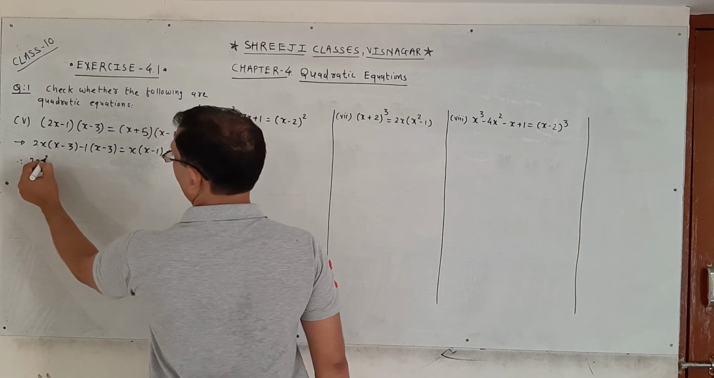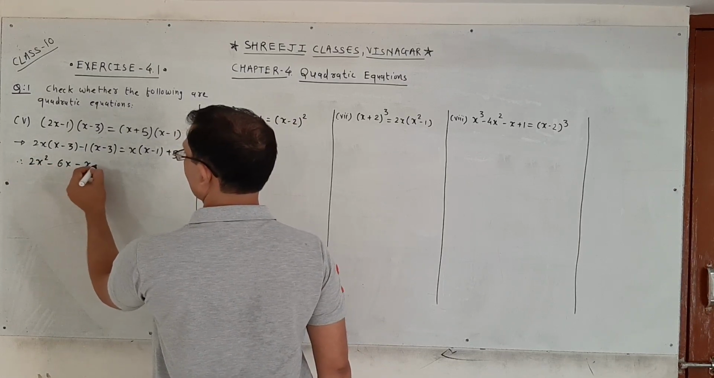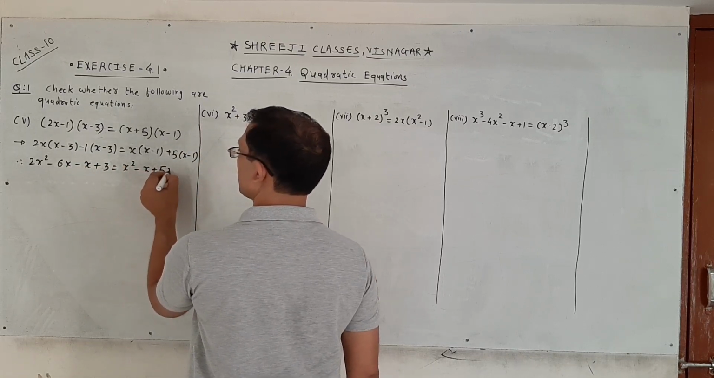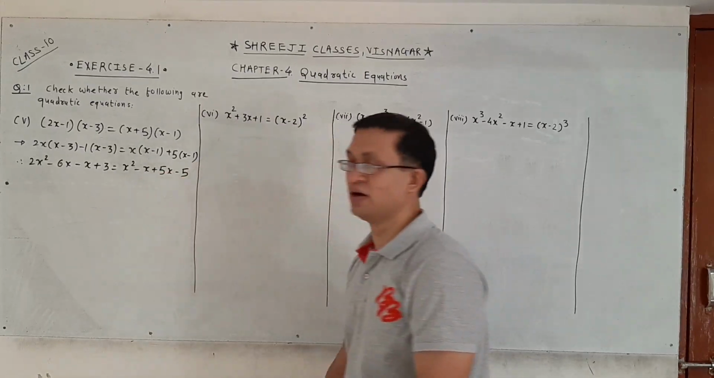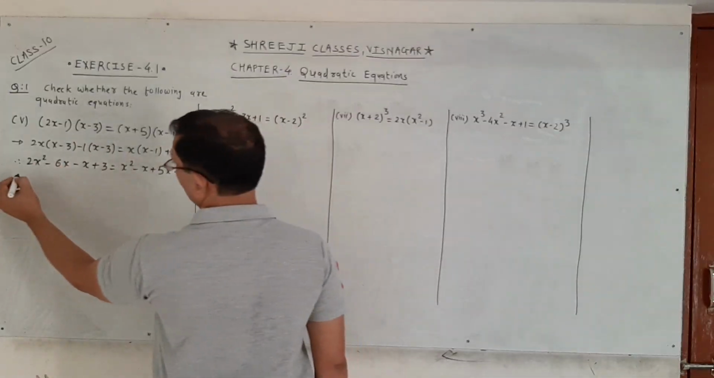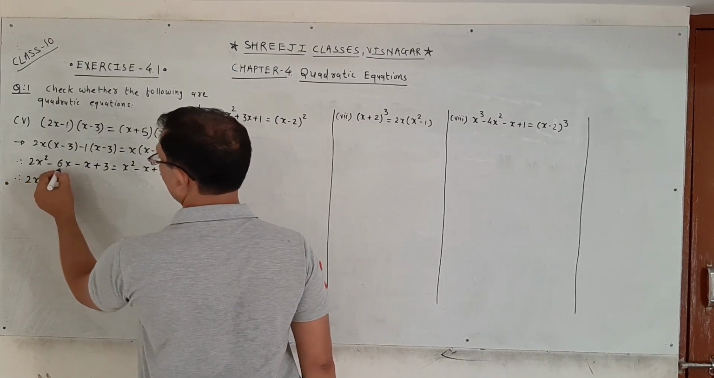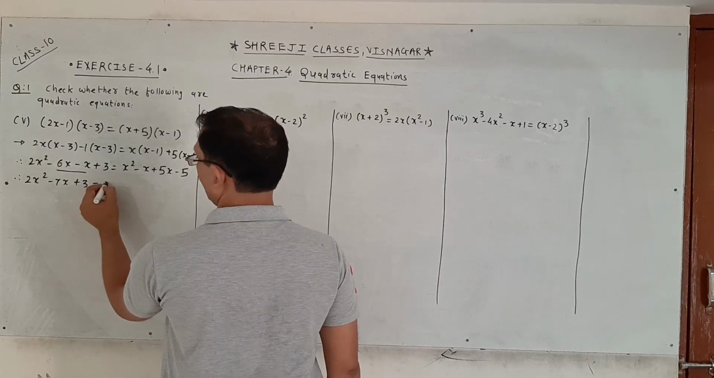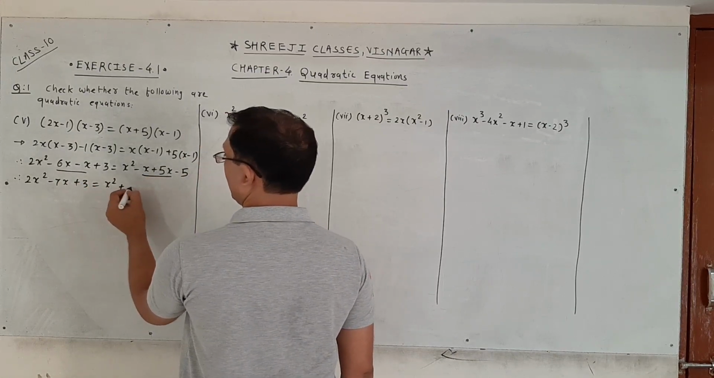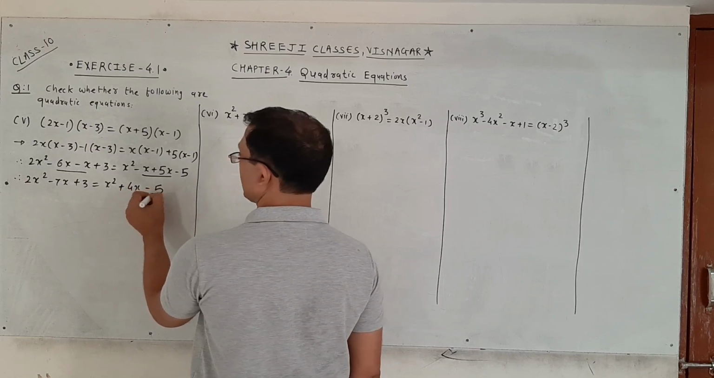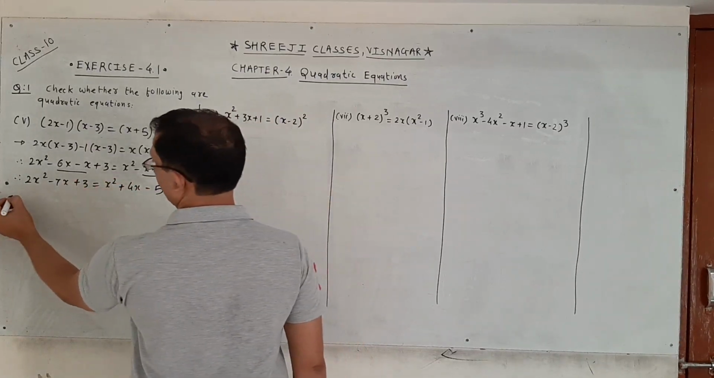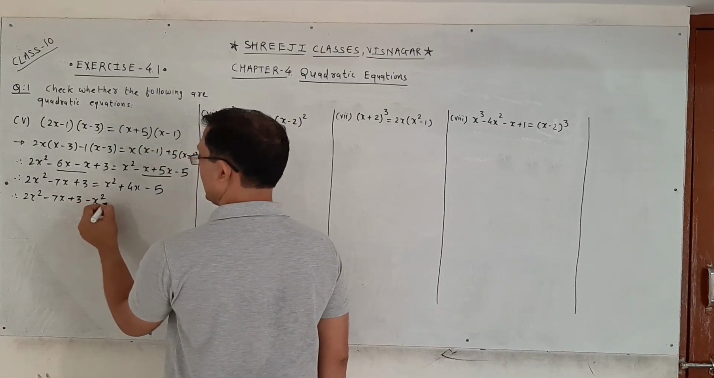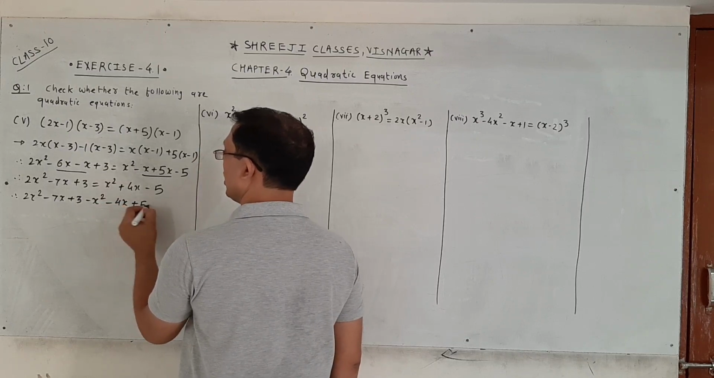Simplify this bracket. 2x square minus 6x minus x plus 3 is equal to x square minus x plus 5x plus 5 ones are negative 5. Okay. All terms transposing from right side to left side. That is negative 7x plus 3 is equal to x square, 5x minus x, 4x minus 5. Okay. Transposing this term, 2x square minus 7x plus 3 minus x square minus 4x plus 5 is equal to 0.